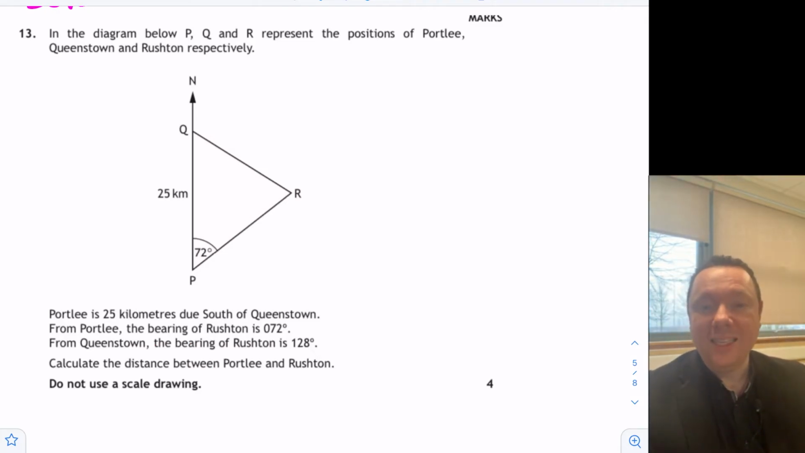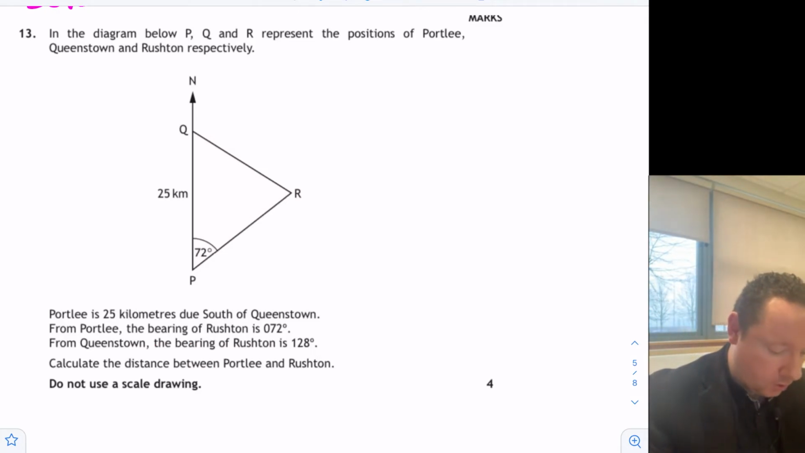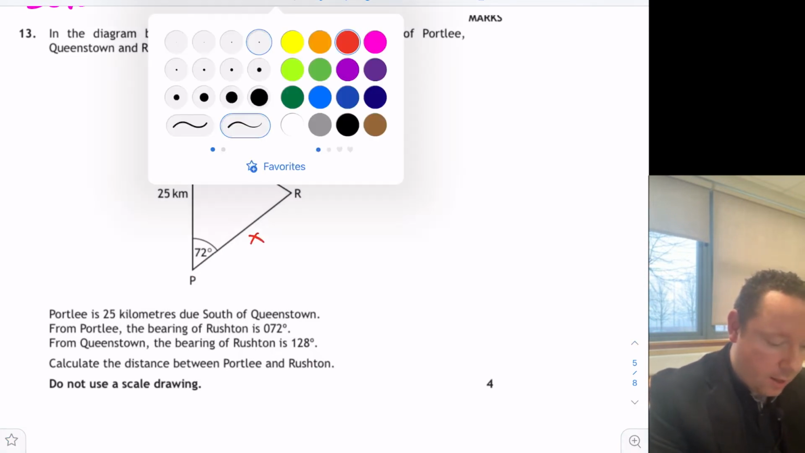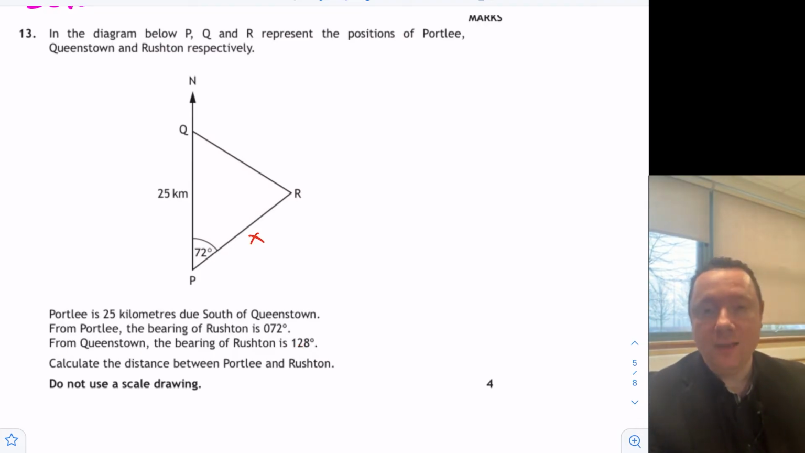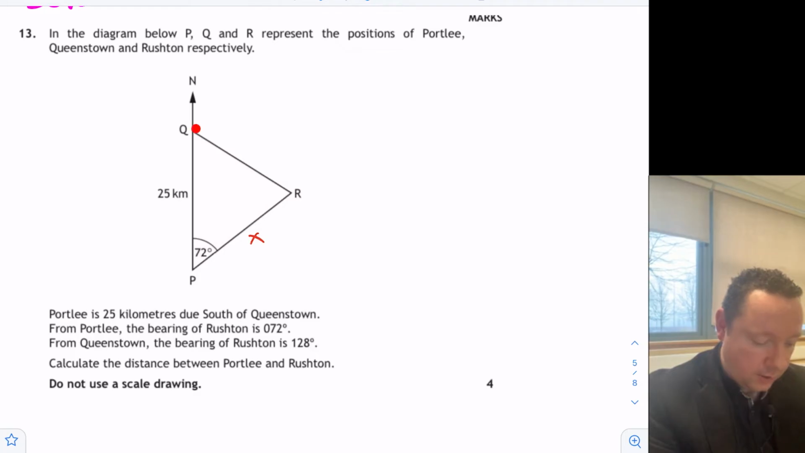We need to know what it's asking us and maybe mark up our diagram. So first of all, the distance between Portlee and Rushton is this distance here. Let's put a little mark on that and just call that X for now. And then it tells us one more thing: the bearing of Rushton is 128 from Queenstown. So always notice the way they say this. From Queenstown means starting at Queenstown, going north, measuring clockwise until I'm looking at Rushton is 128. So I can immediately write down 128 degrees in here.